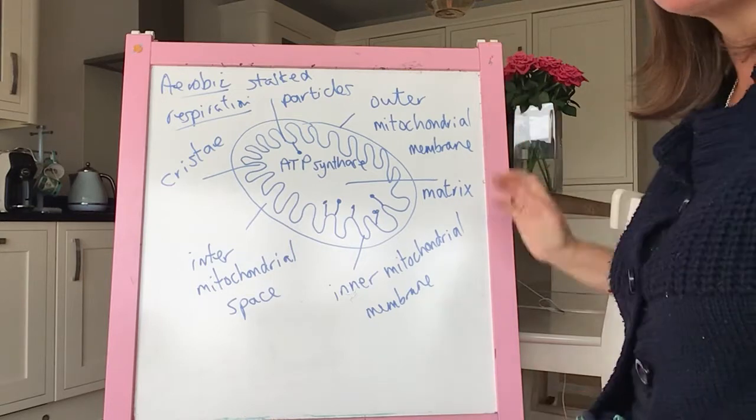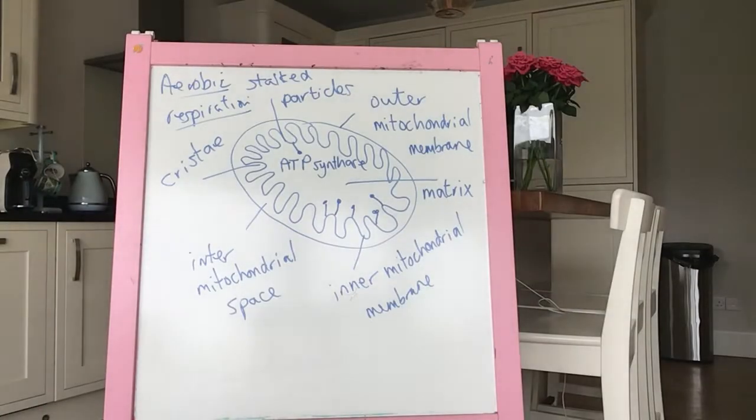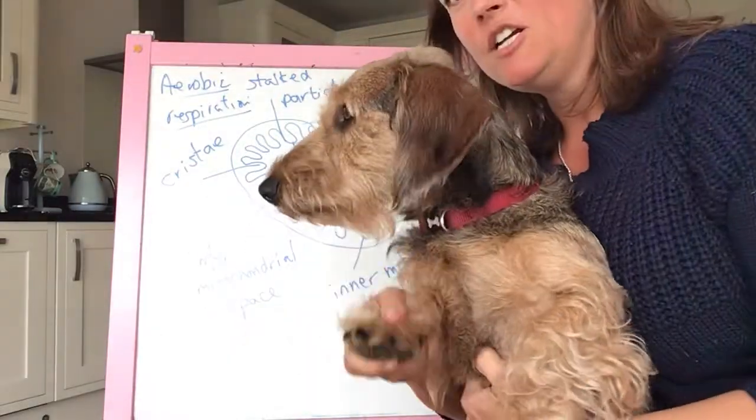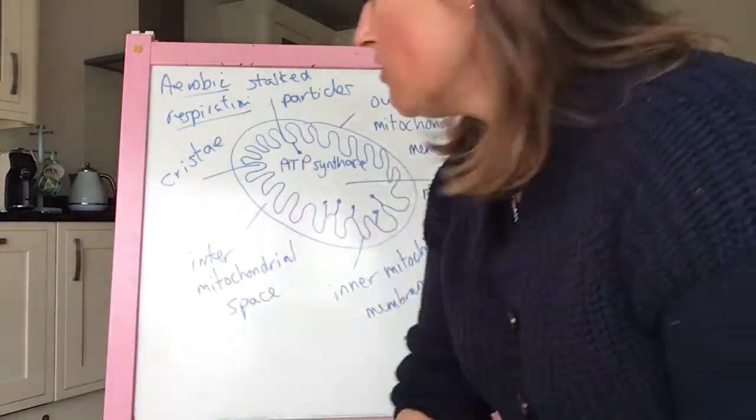Okay? Right, I'm just going to go and sort him out. You can probably hear him. What are you doing? This is Freddie. Hello, Freddie. Right, okay. Right, okay, everybody.